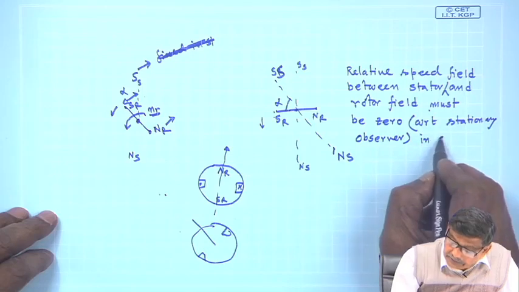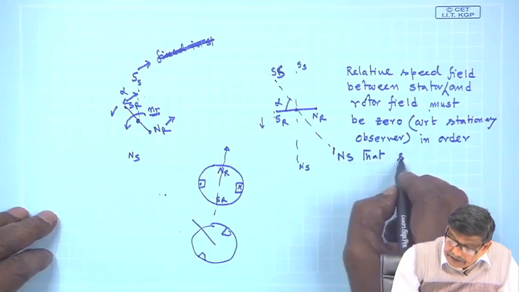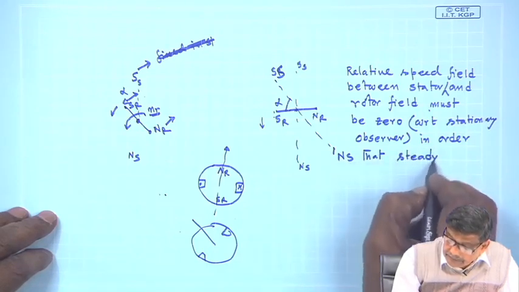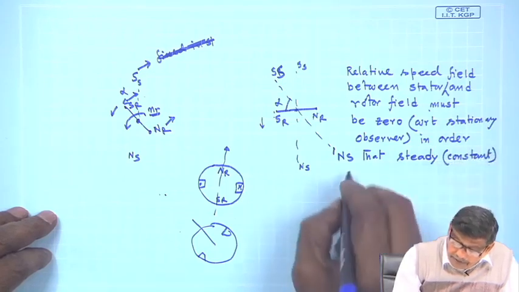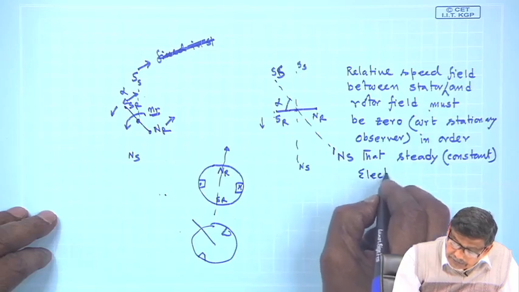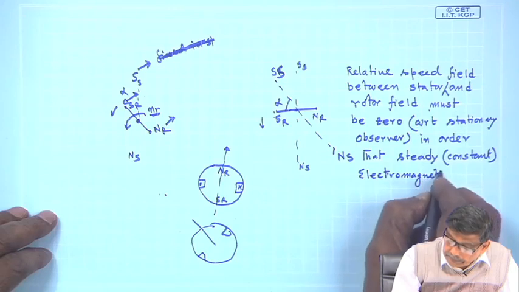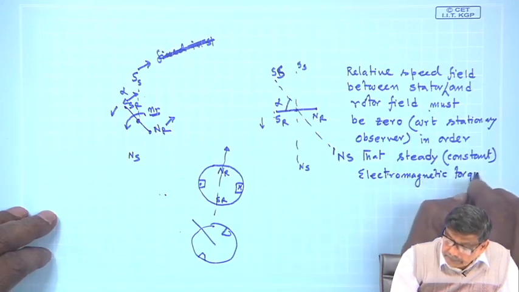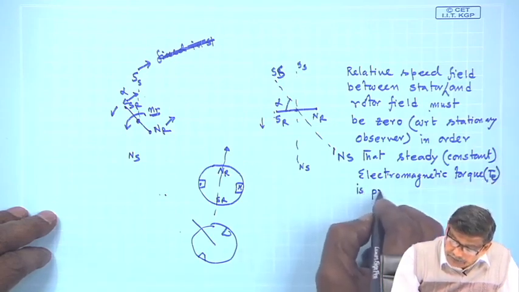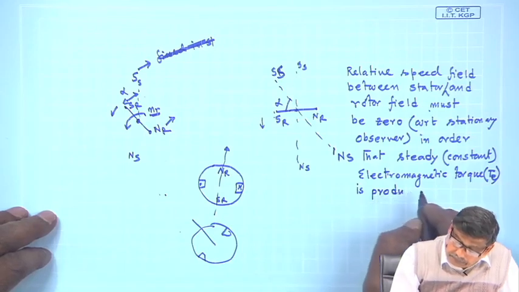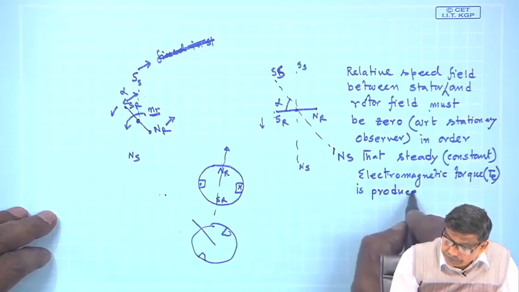In order that steady, which means constant, electromagnetic torque, which I am denoting by T, is produced. In order that steady electromagnetic torque T is produced.